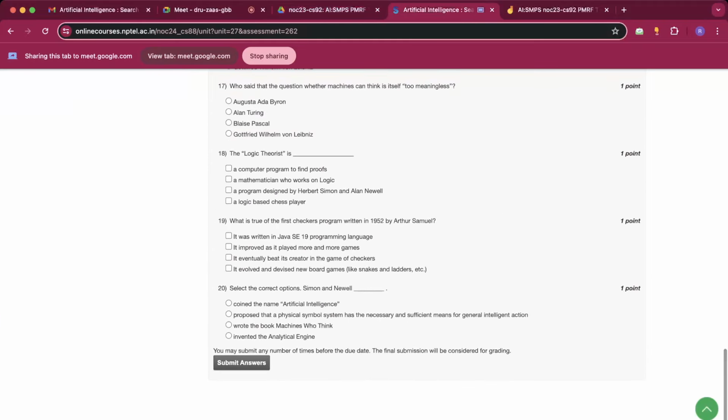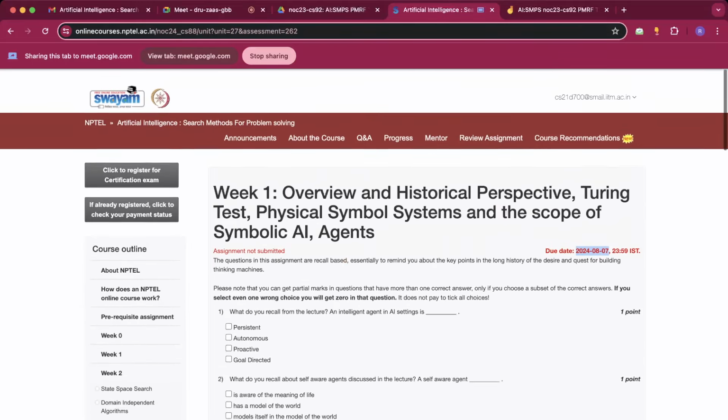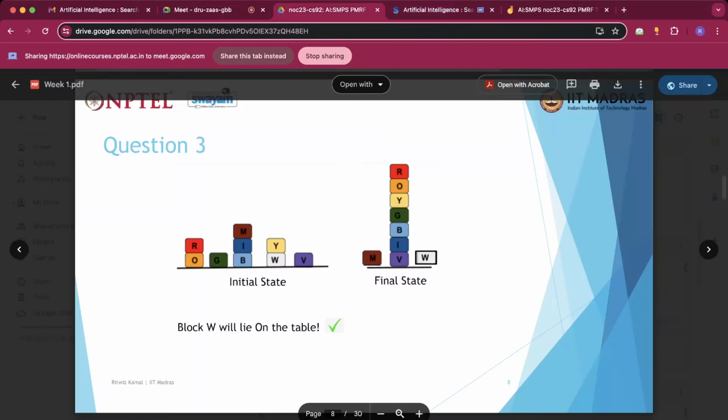Below there is a submit answers option. Make sure you fill in the answers and then submit them before the due date. Remember, before the due date you can submit as many times as you want, so you don't have to worry about getting everything correct in one go. At least that is what happened in the previous iterations of the course. Once the due date is over, you won't be able to make any changes to your answers.